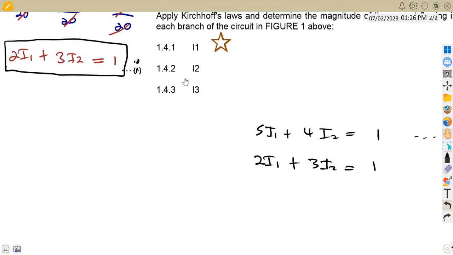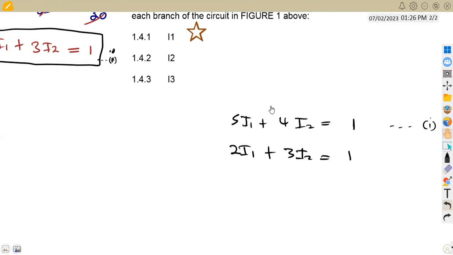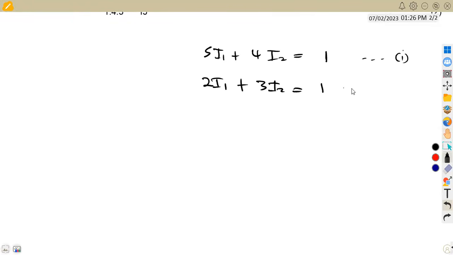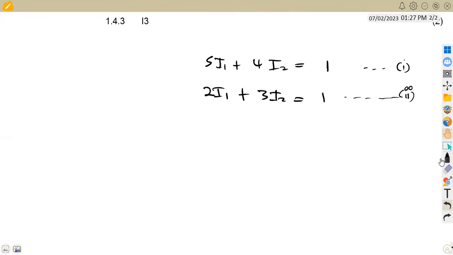To calculate I1, which is our first current, you can use whatever method you want. You can choose substitution, you can choose elimination. Once you've got these equations, the way that you solve is in your hands. To find I1, let's say I'm using the elimination method. To eliminate I2 is to remove it, and the moment I remove I2, I will calculate I1.